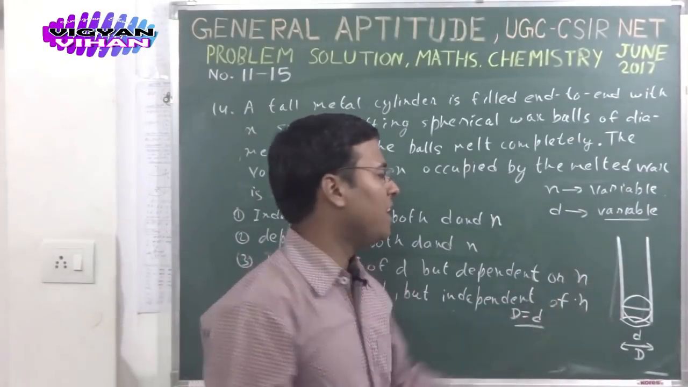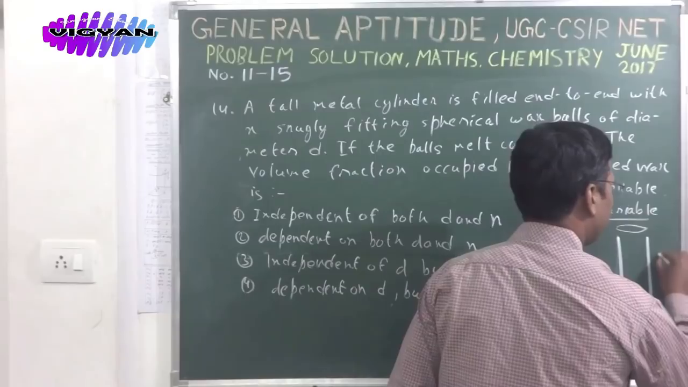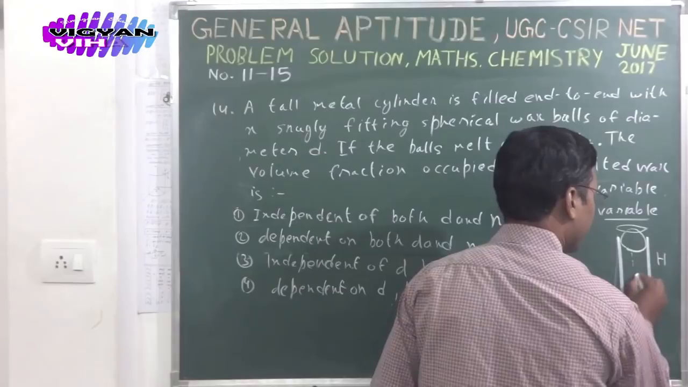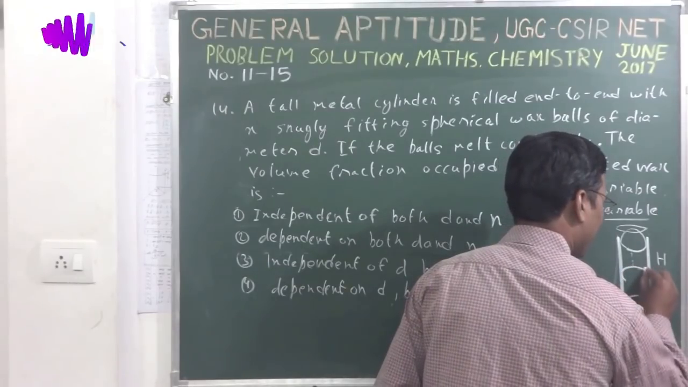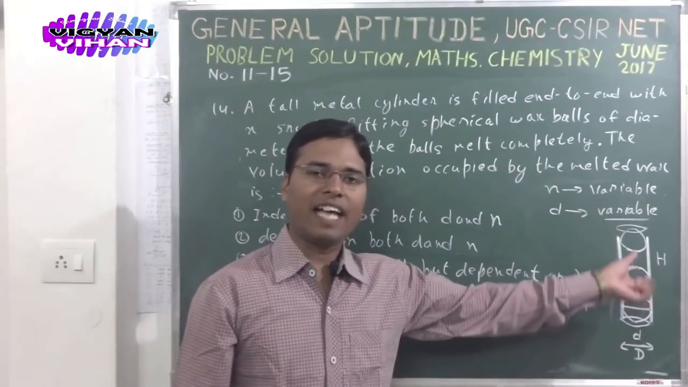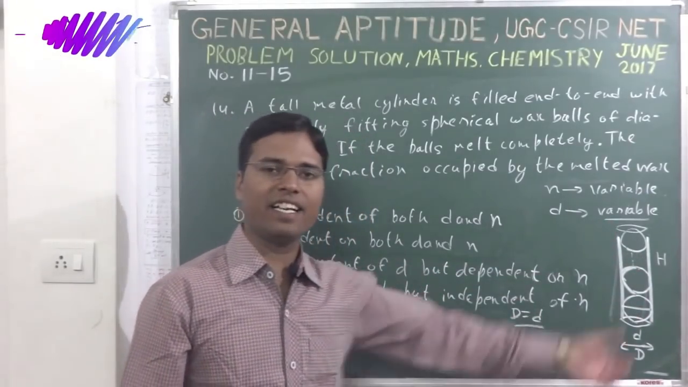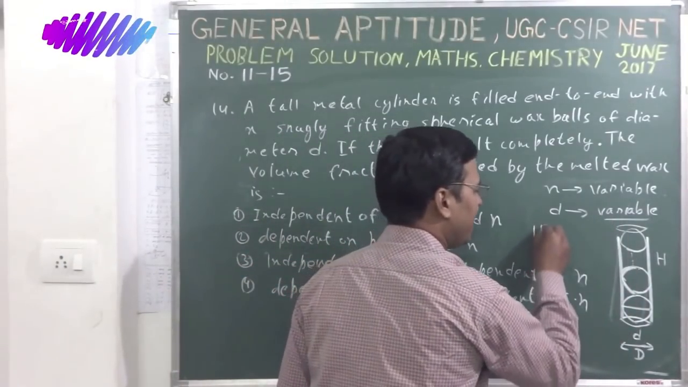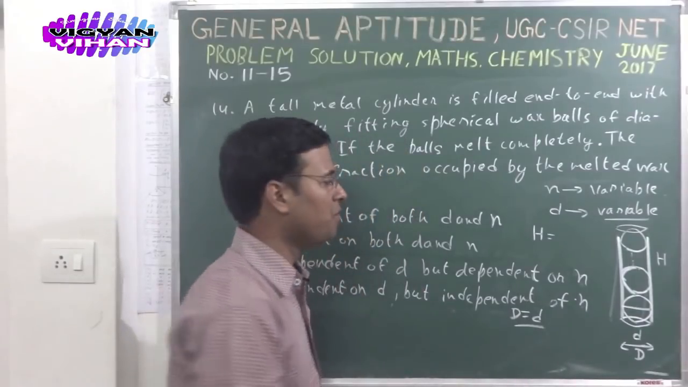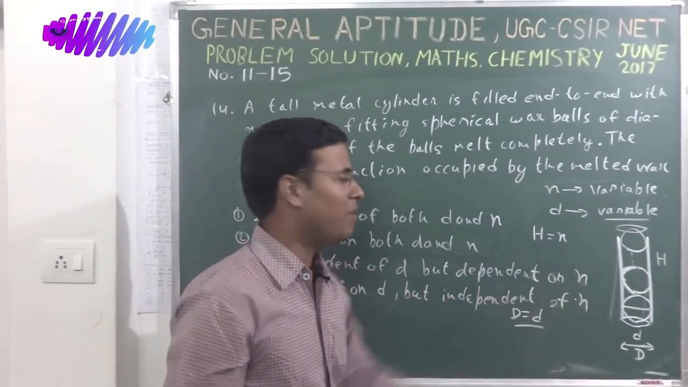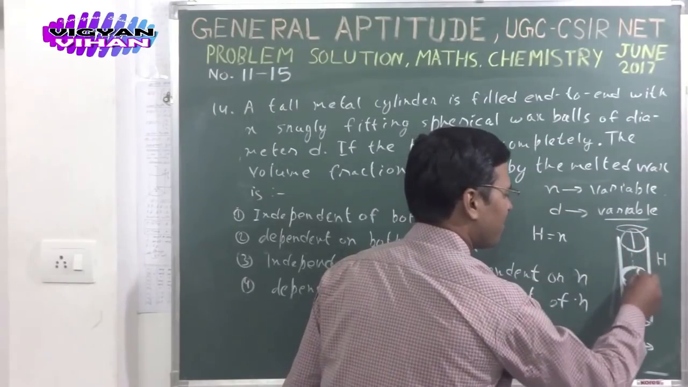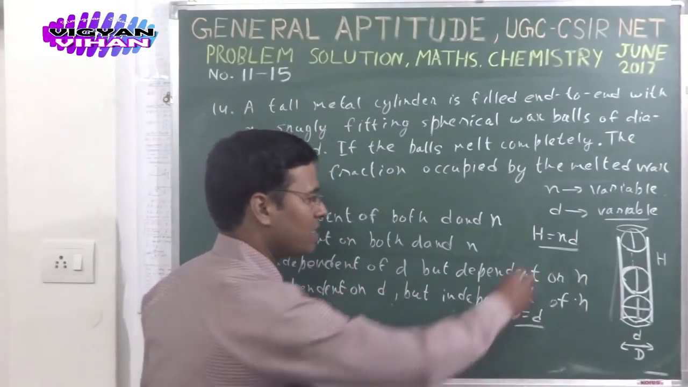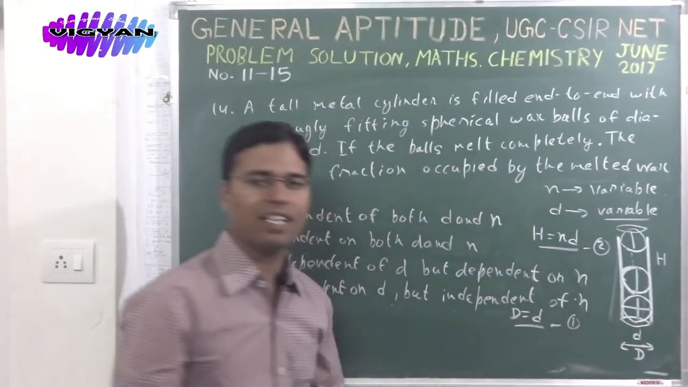This cylinder will have its height capital H. The cylinder is filled with small n number of balls which are tightly fitted inside this cylindrical can. In this condition, the height of the cylinder capital H will be equal to the number of balls multiplied by the diameter small d of these spherical wax balls. This is the first lesson, this is the second lesson.